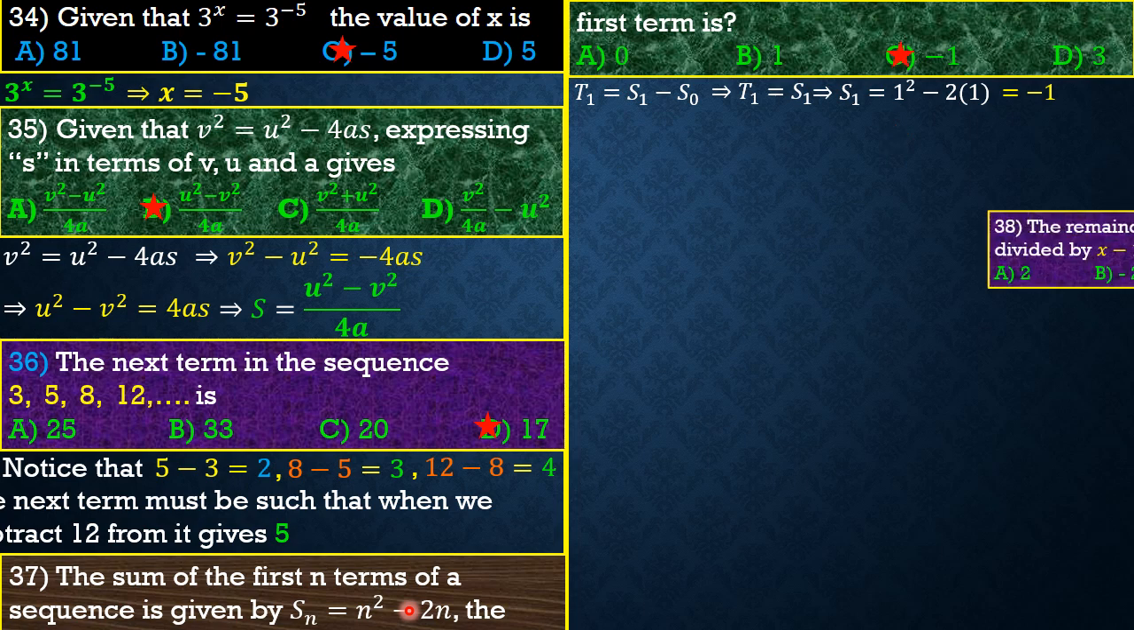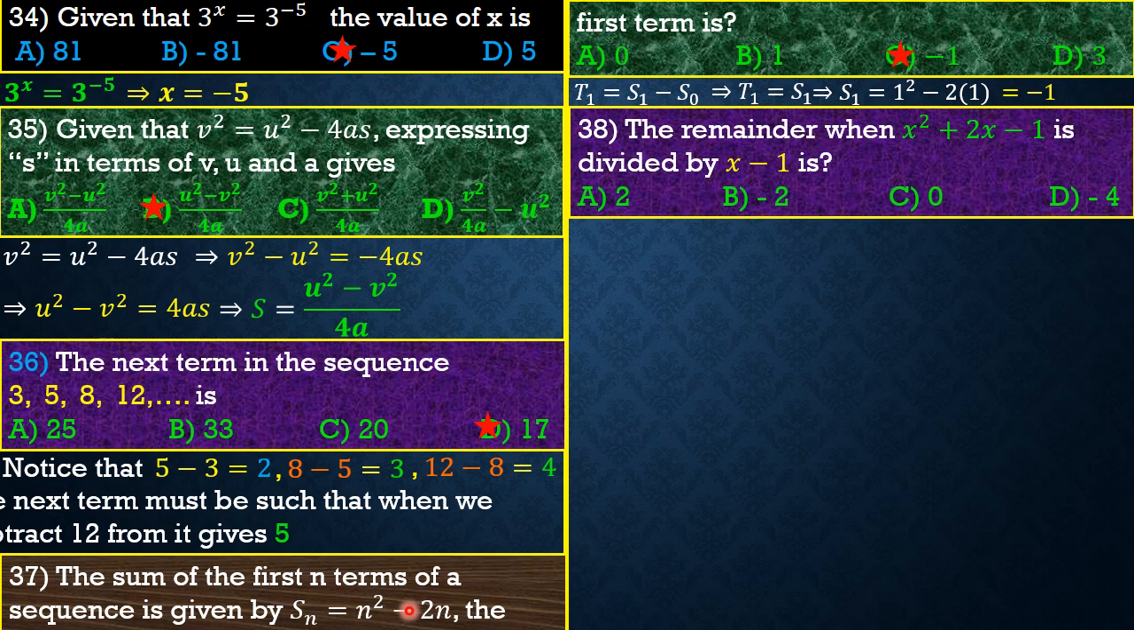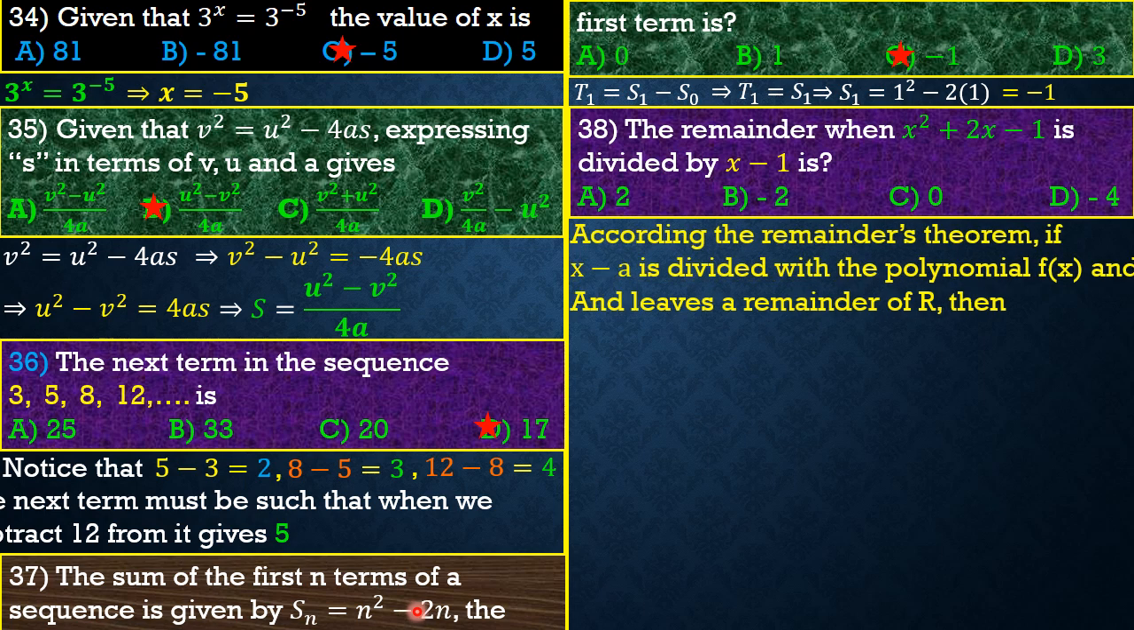Okay. Now, guys, question 38 reads: the remainder when x squared plus 2x minus 1 is divided by x minus 1 is, okay, so these are the various options. So, friends, according to the remainder theorem, if x minus a is divided into the polynomial f of x and leaves a remainder of r, it means that f of a has to be equal to r, which is the remainder.